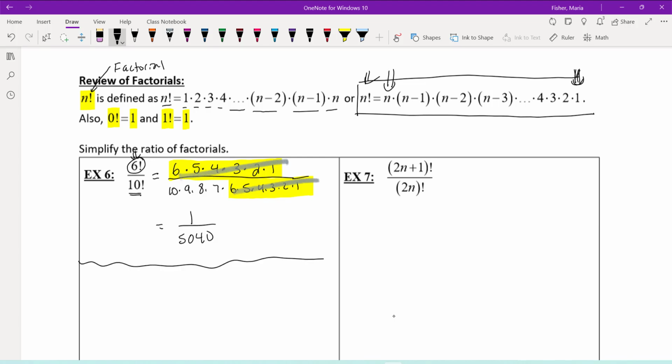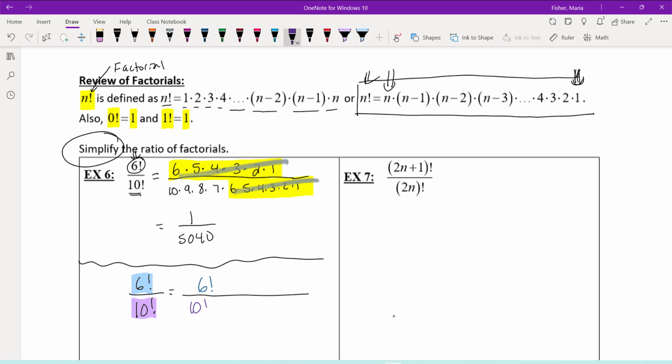There's a shorter way to handle simplifying the ratio of factorials. If you have 6 factorial over 10 factorial and you're trying to simplify it, you look at your two factorials and you determine of these two which one is smaller. The smaller one is 6 factorial. That means that that's the one that you are not going to expand, and you'll then expand the larger factorial, in this case 10 factorial, until you get to 6 factorial.